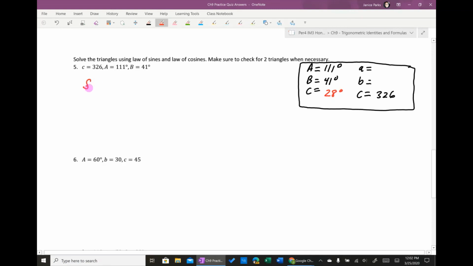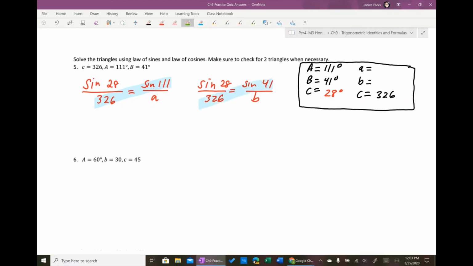So we're going to have sine of 28 over 326. We have to use that. Equals sine of 111 over A. And then we have to do sine of 28 over 326 again, because it's given information, and then sine of 41 over B. For both of these, you can just cross multiply these two together and then divide by sine of 28. And then for this one, you can multiply these two together and then divide by sine of 28.